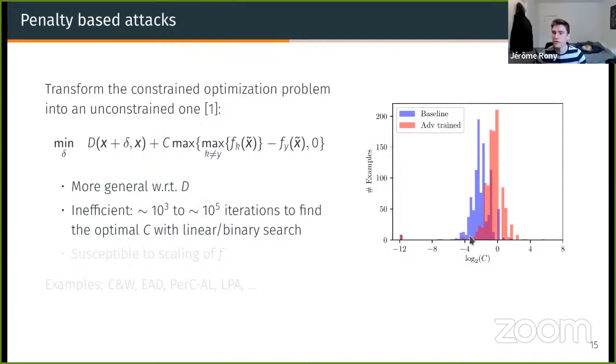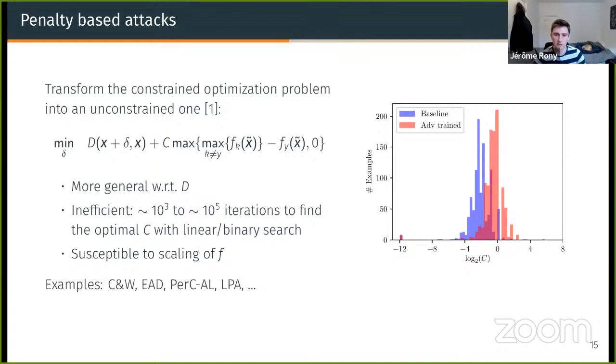Like it's very different for different examples. And even for the same model, non-adversarially trained and adversarially trained, it's also different, which makes sense because a robust model is more robust, so you need to have a higher weight for the misclassification constraints. And lastly, but that's kind of a non-issue, at least it was before, it can be susceptible to the scaling of F. But there are solutions now to that.